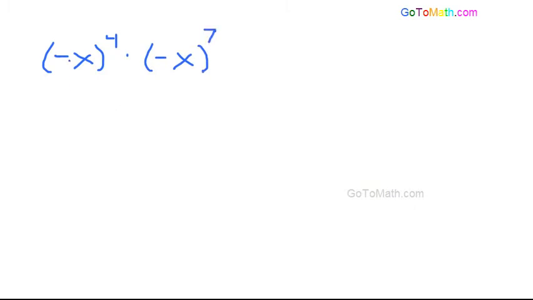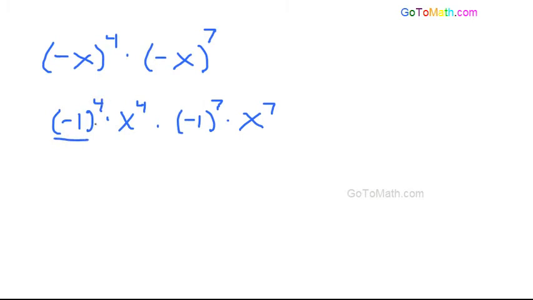Alright, so what did we say in the previous problem? Remember, this can actually be written as negative 1 raised to the fourth times x to the fourth, and this can be written as negative 1 raised to the seventh times x to the seventh. Now, what's going to happen here is, because this is an even number, this is just going to be a positive 1, but since this is an odd number here, this is going to end up being a negative 1. And we'll just do an example over here for an odd number.